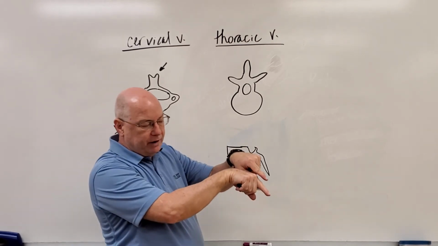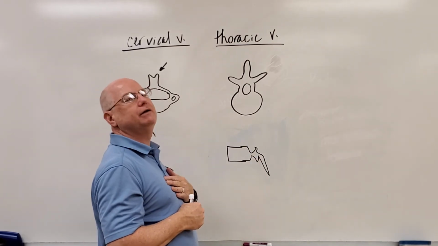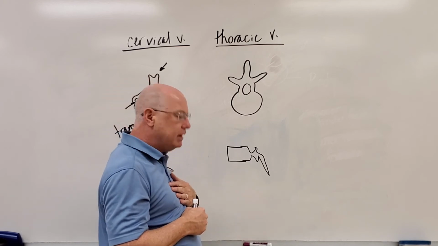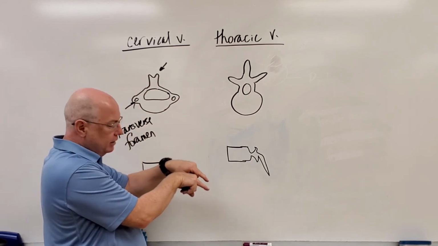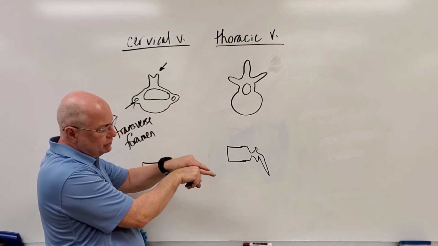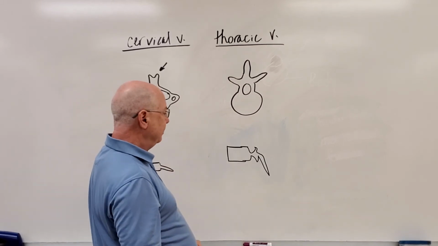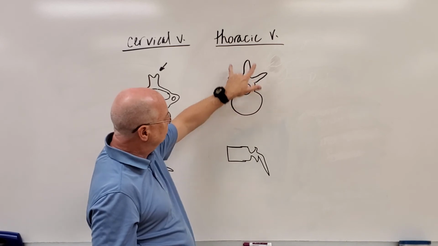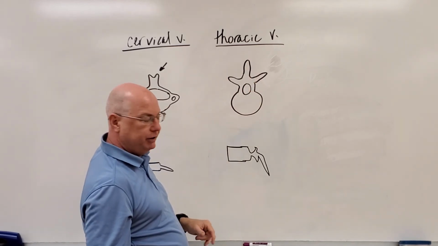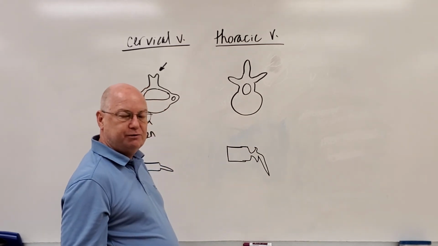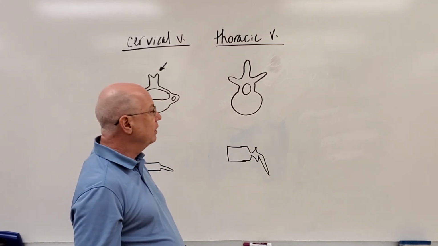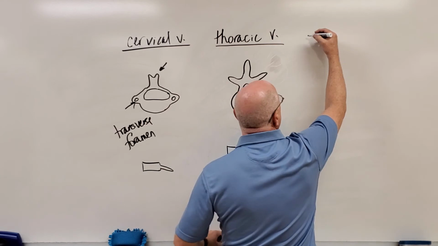And because they overlap like this, it makes it very hard to bend at the thorax. You can bend your neck because there's room between these spinous processes as they move. But when they're overlapping like this, you can't bend the middle of your back. So you look for these transverse processes pointing backwards, a slightly larger body, and the spinous process pointing in an inferior direction.